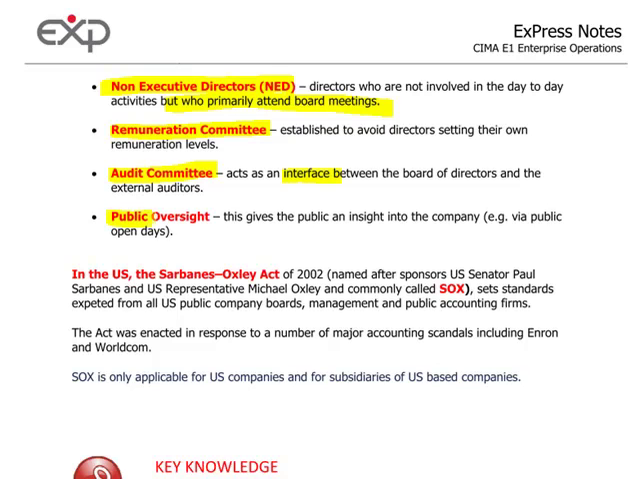Next one, we have public oversight. This enables the public, the general public, to get a view into the organisation. The example we've got here is public open days.